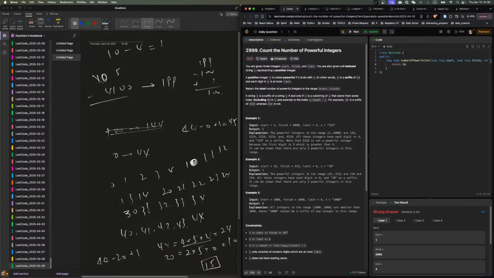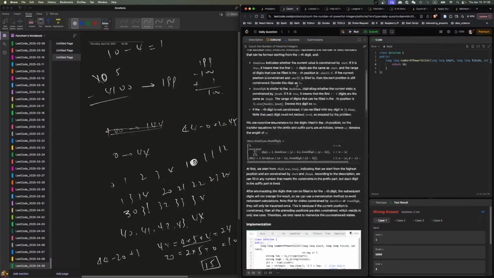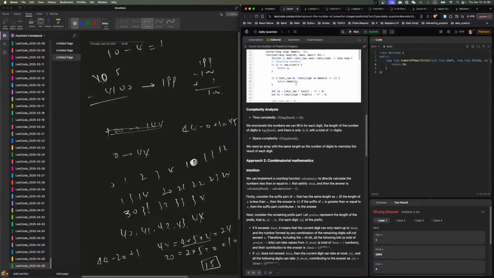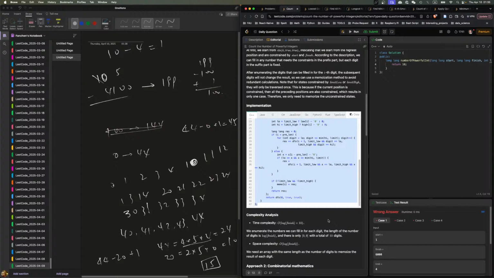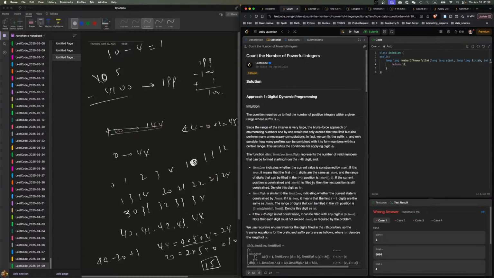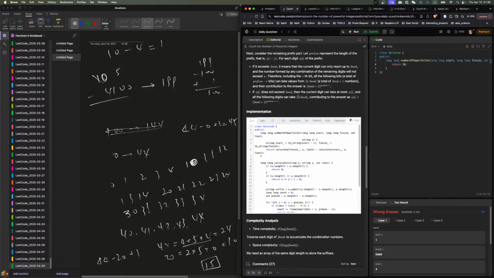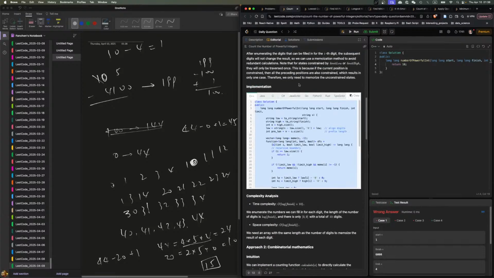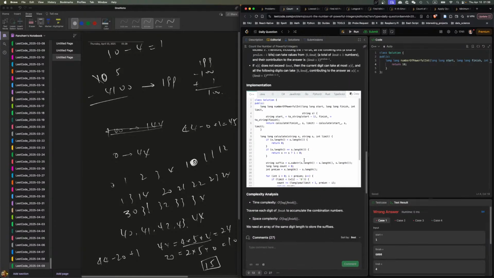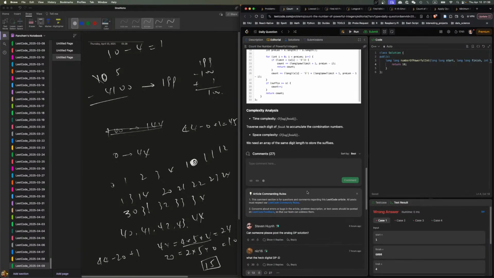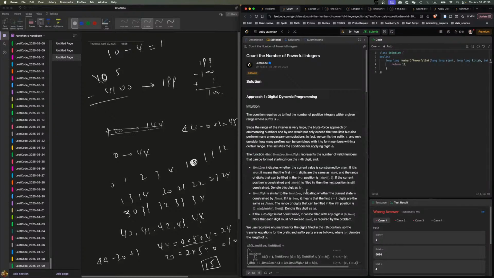However, it's late, so I definitely don't want to do this. So what I'm going to do is just copy and paste the solution. Okay, I just copy and paste the solution. There should be an easier way to do this, but I don't see it. Combinatorial mathematics. Oh, that's very complicated. So is my idea wrong? You cannot do that?